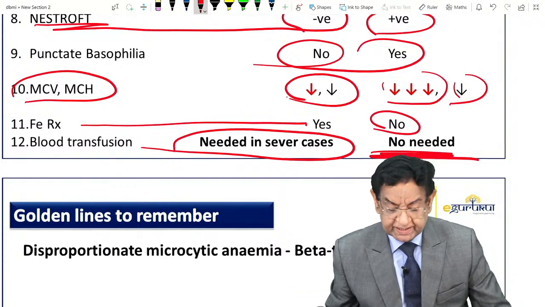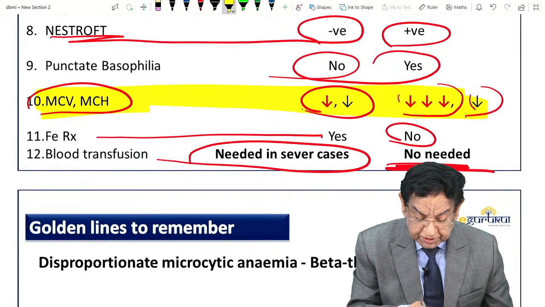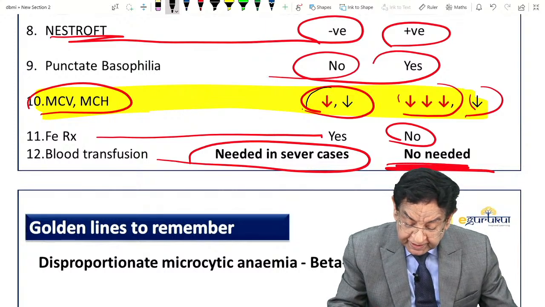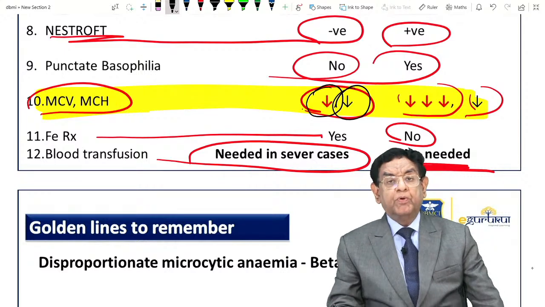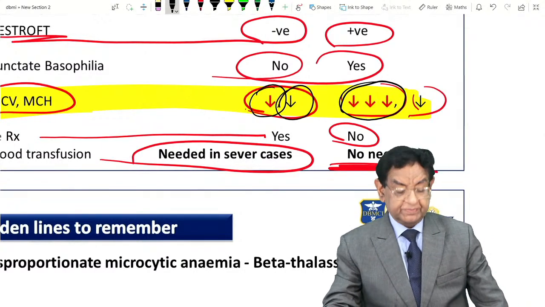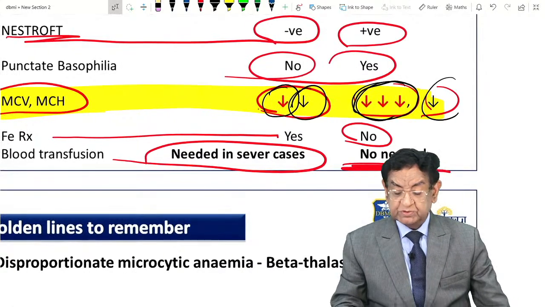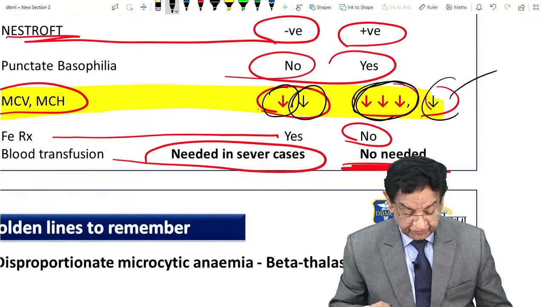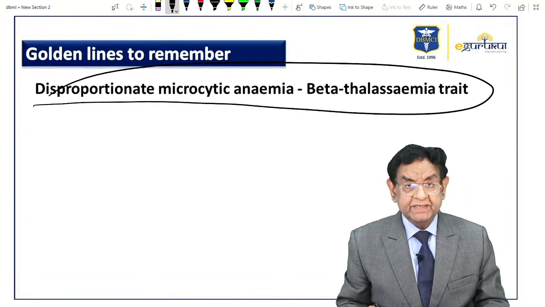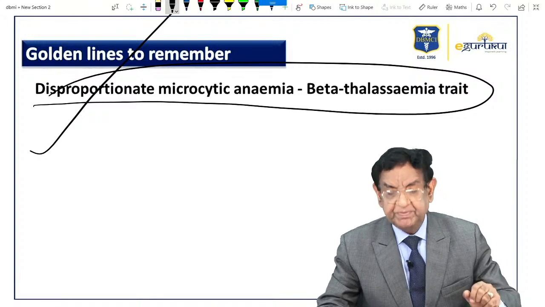So there are so many differences. You can forget everything, I don't mind, but don't forget this. This is the most important line. I repeat again: MCV and MCH are both equally reduced in iron deficiency, but in thalassemia trait, MCV is reduced much more than MCH. You can't afford to forget this. So the golden line to remember: disproportionate microcytic anemia, that means MCV reduced out of proportion to MCH, is beta thalassemia trait.